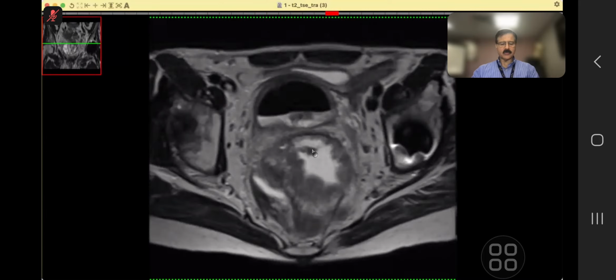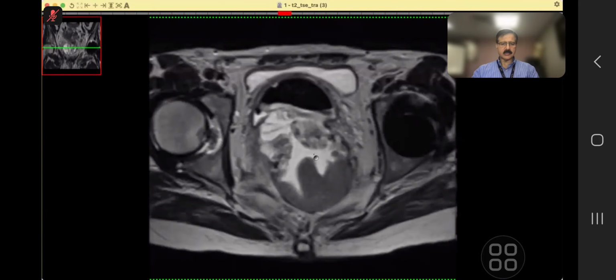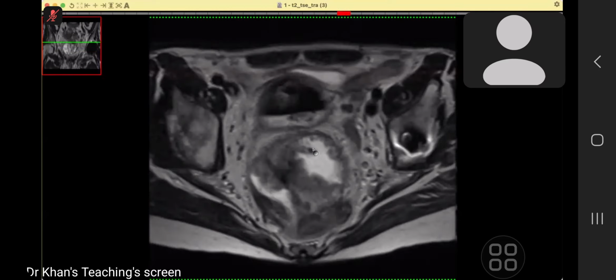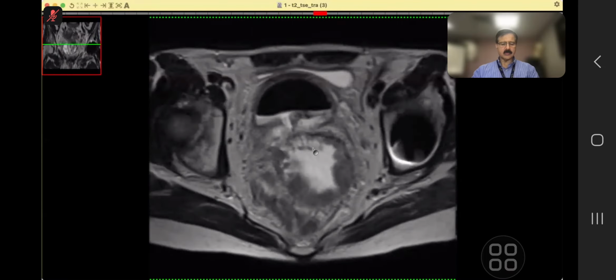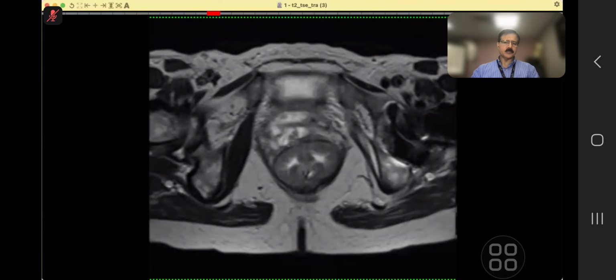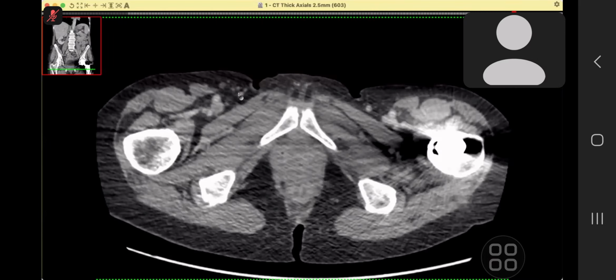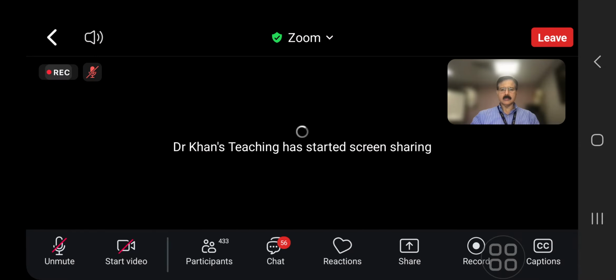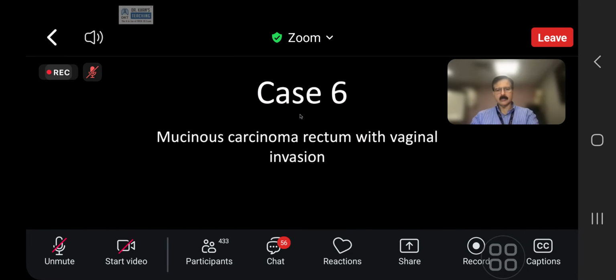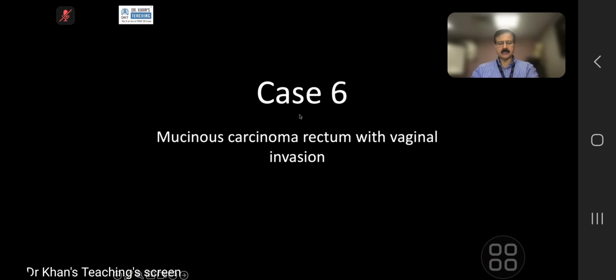In a rectal carcinoma, if you see this high signal like this, could it be mucinous? Well, mucinous would show low signal. Mucinous. Okay, thank you. So this was an observation case, and this observation case is mucinous carcinoma rectum with vaginal invasion.